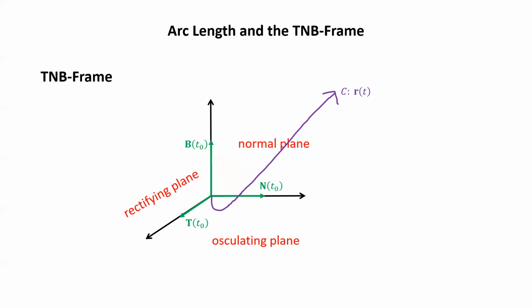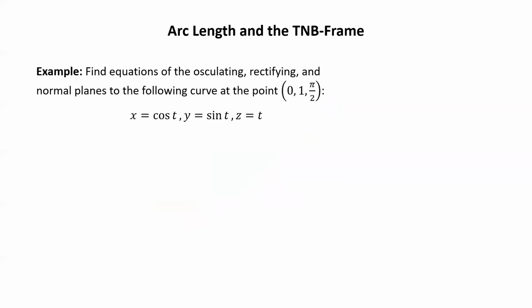It's not too hard to write down equations for these planes because generally speaking, you'll know what the point is. It's the point corresponding to the parameter value t0, and the vector which is normal to that plane is just one of these three vectors, the one that is not making up the plane. So for example, for the osculating plane, a normal vector is B of t0. A normal vector to the rectifying plane is N of t0, and a normal vector to the normal plane is T of t0. Let's try an example.